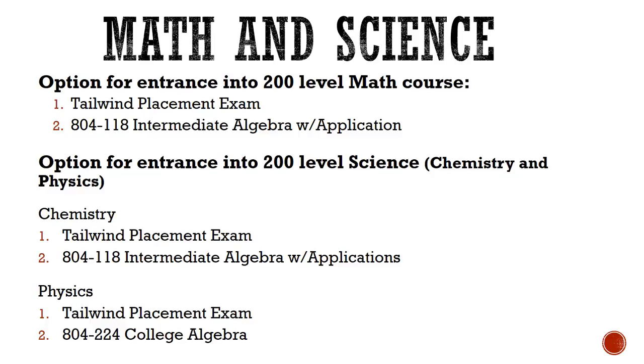If you are interested in taking a liberal arts science course, there are a few courses that have math prerequisites. Principles of General Chemistry requires intermediate algebra or a suitable score on the Tailwind Math Placement. Principles of General Physics requires college algebra or a suitable score on the Tailwind Math Placement. If you believe that you took any of the course prerequisites at another college, please discuss this with your advisor.